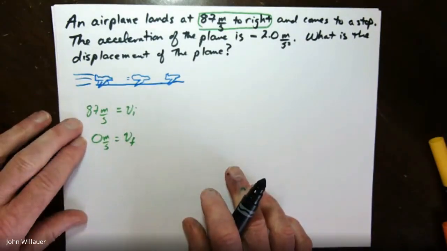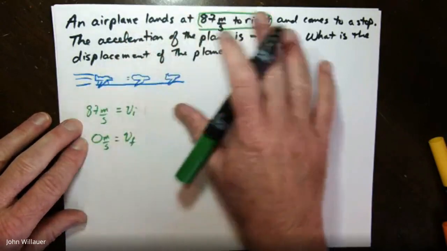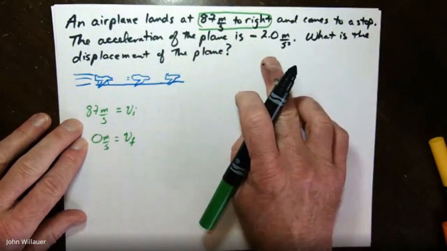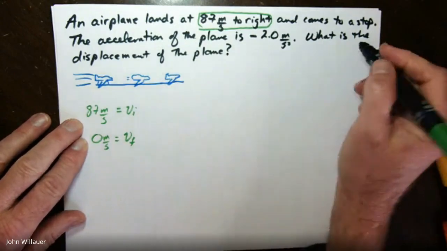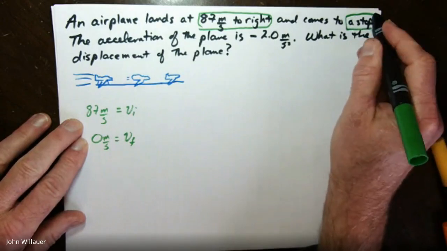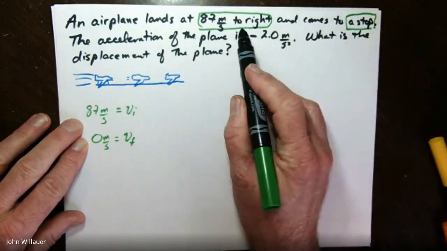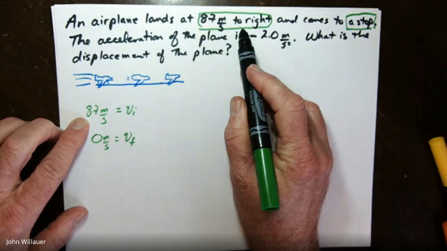I can't stress this enough. Too many students want to look at this question and be able to see how to do the problem in their head right off the bat, and that's why they get really stuck. You have to work through each one. So here we've got our stop. That was our final velocity. We started out at 87 meters per second. That's our initial velocity to the right.